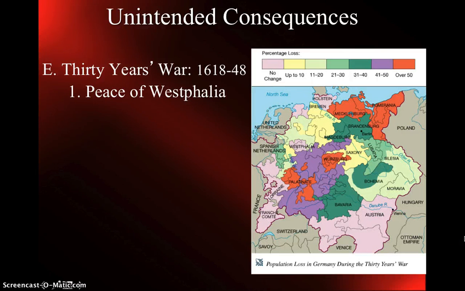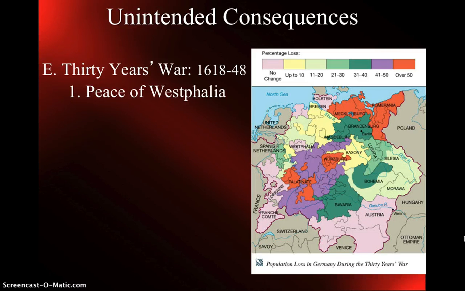So one of the takeaways about the 30 Years' War, then, is that it is absolutely devastating to Europe. And this is one of the reasons we put it on the unintended consequences list. This was not something foreseen by Luther, or even Calvin or Zwingli, or even the Church when the Reformation started. In fact, nobody could have imagined the scale of devastation.